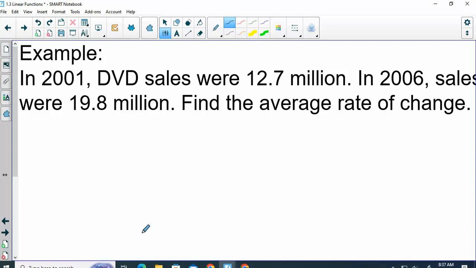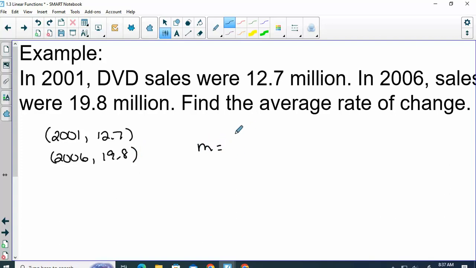Hey, average rate of change, that's not a word that I really use today. What is average rate of change? Yeah, average rate of change is the same as slope. If we're going to find slope, what do we have to have? 2 points. All right. So the first one, in 2001, what were my sales? 12.7. Second point would be what? 2006 and 19.8.